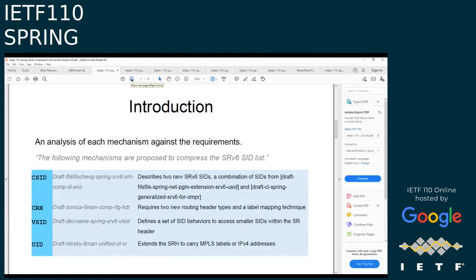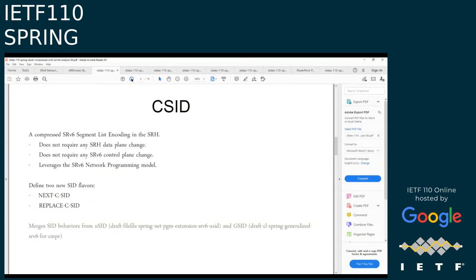And the third one is UID. And I think it extends the SRH to carry such as MPLS labels or IPv6 addresses. Next page. So the following next 4 pages are provided by co-authors of those proposals respectively. And this page is for the CSID, which doesn't need any SRv6 data plane or control plane change, and leverages the SRv6 network programming model.